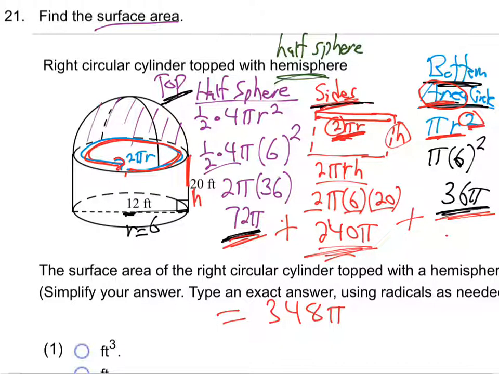348 pi, and that's going to be feet squared because area is always square units. So if you wanted to paint that thing, the top, the sides, the bottom, the whole thing, you would need 348 pi square feet, foot by foot squares of paint to make that happen. So there we go. That was a hard one.